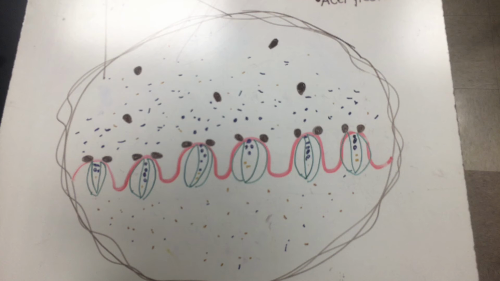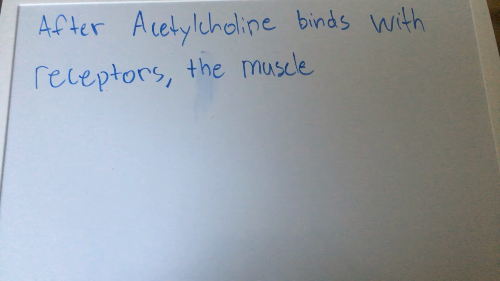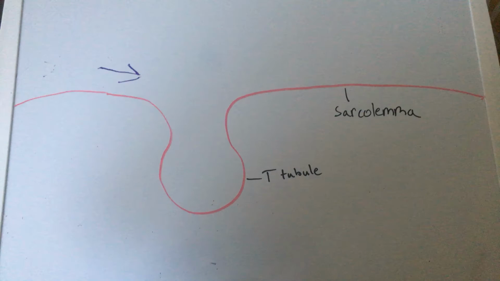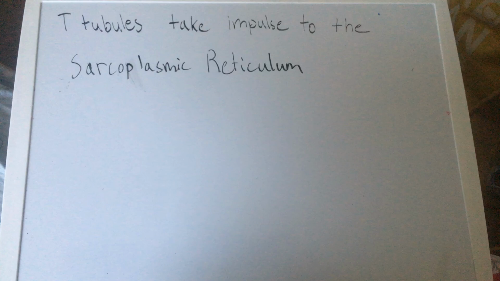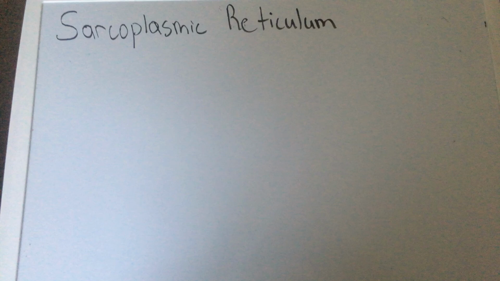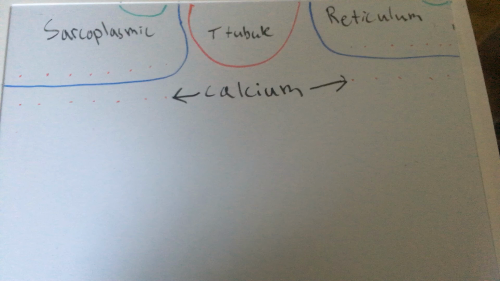Here is the process of how acetylcholine moves through the receptors. Now that the acetylcholine has bound to the receptors, the muscle fiber can generate an impulse. The impulse travels around the sarcolemma and eventually down the T-tubule, where it goes to the sarcoplasmic reticulum. In response to the impulse, the sarcoplasmic reticulum releases calcium ions.